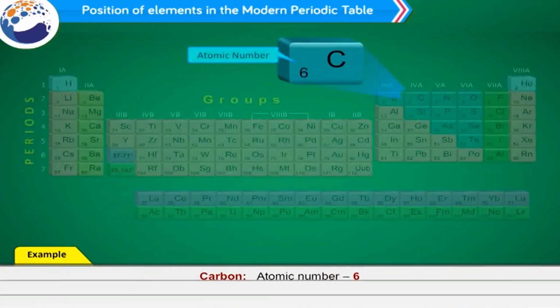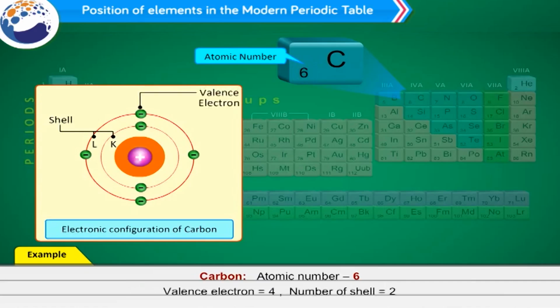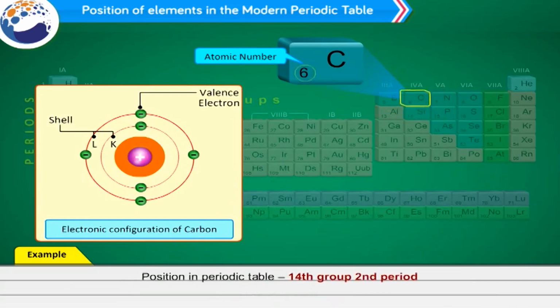Carbon, atomic number 6. Electronic configuration of carbon K2, L4. Valence electron 4. Number of shell 2. Position in periodic table: 14th group, second period.